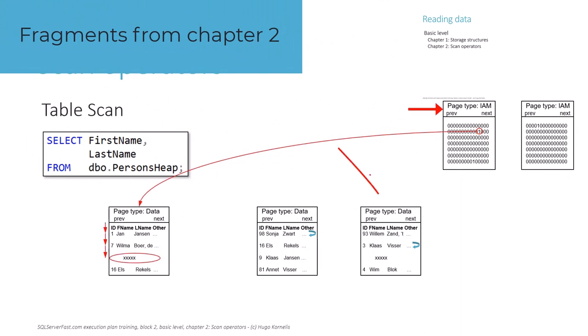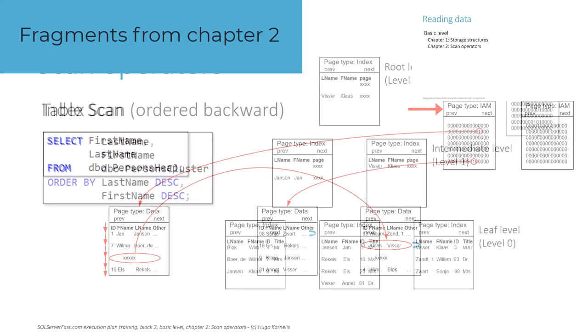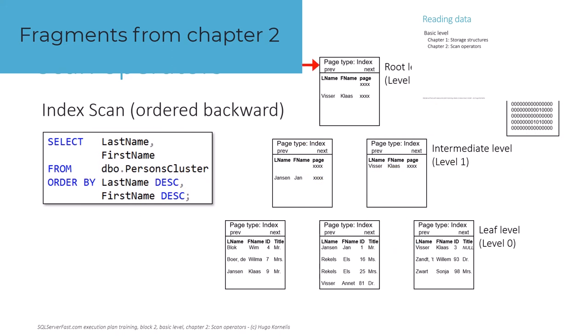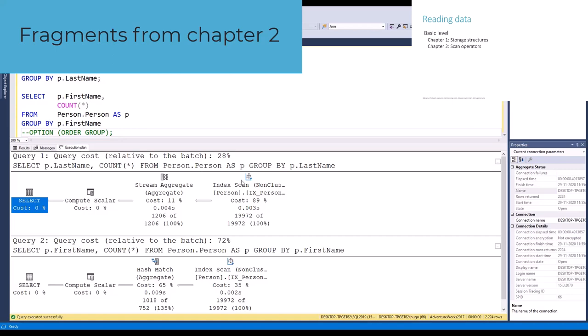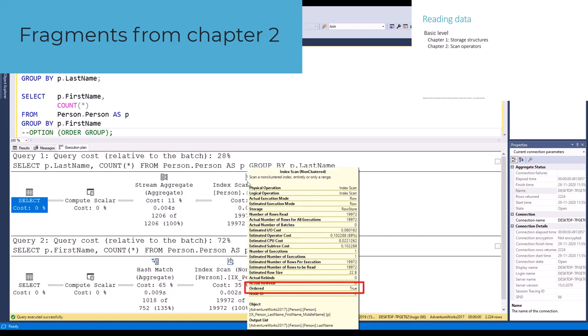You'll see animations of how data is accessed when a table scan reads data from a heap or when an index scan reads data from a clustered or non-clustered index. In the latter case, there are even three different ways the data can be accessed. You will also learn what the various properties of these operators mean.